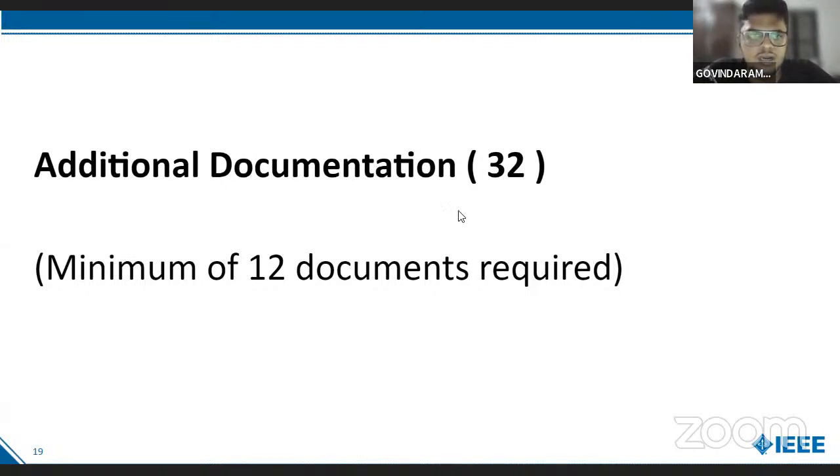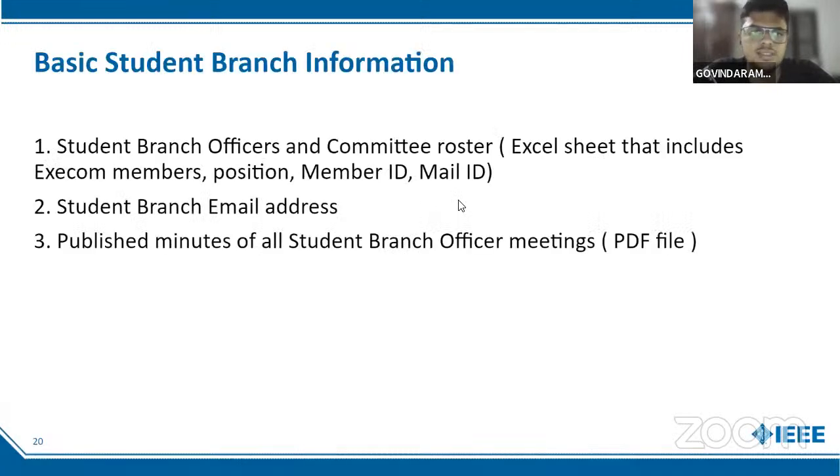So the first document is the student branch officers and committee roster. That means an Excel sheet consisting of the names of the ExCom members, their respective positions, membership ID and mail ID, and basic details you can provide in that Excel sheet. That is the student branch officers and committee roster.